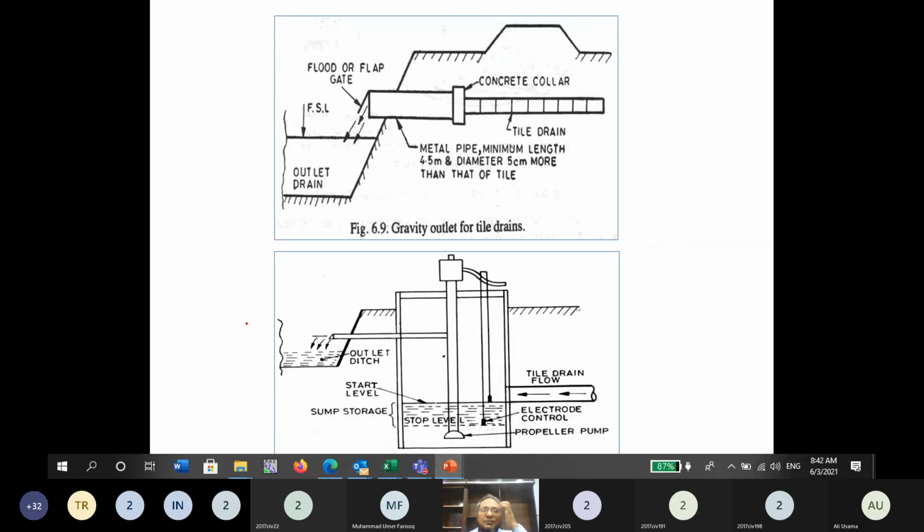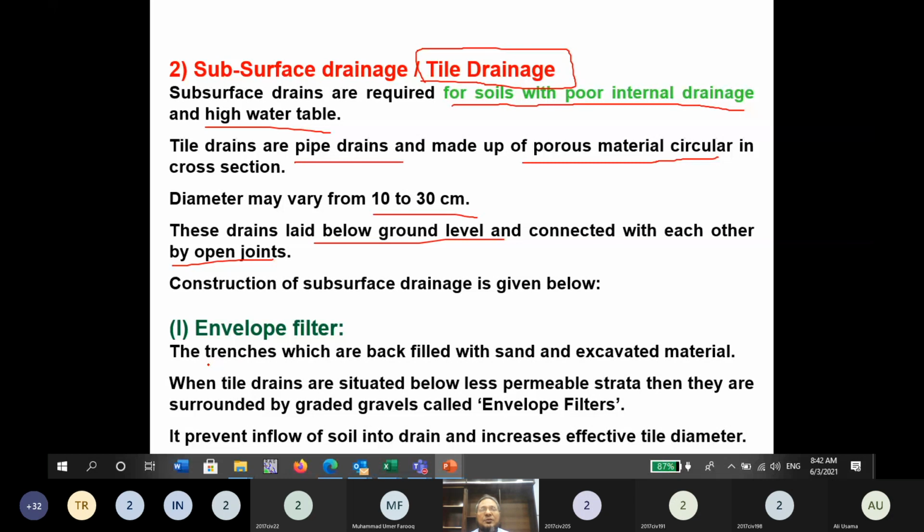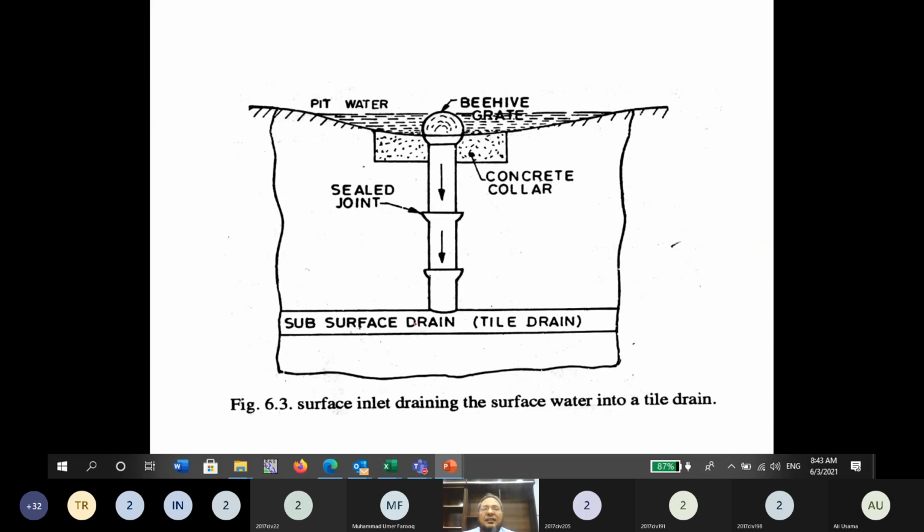So what is an envelope filter? We dig a trench and fill it with porous material, like sand or gravel, so that the filter allows only water to enter the tile drain and no soil particles enter. For that we have to give the filter. So the same we have discussed, and there is one more way in tile drainage.